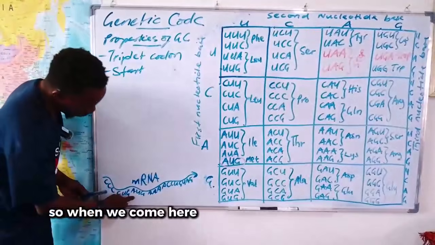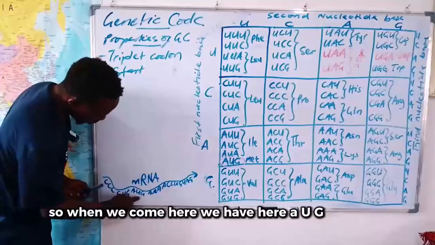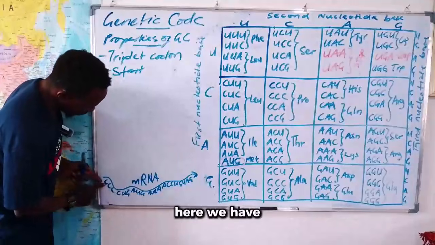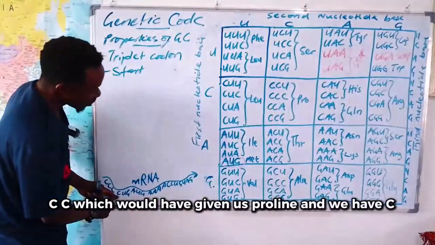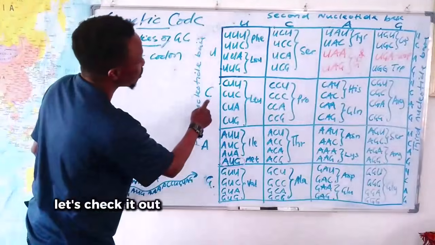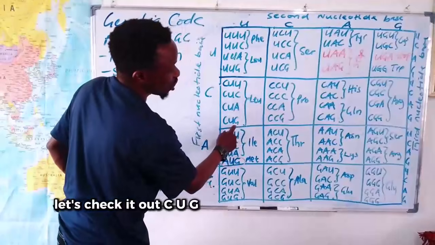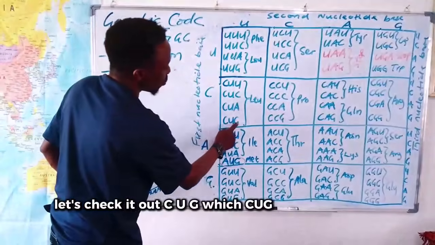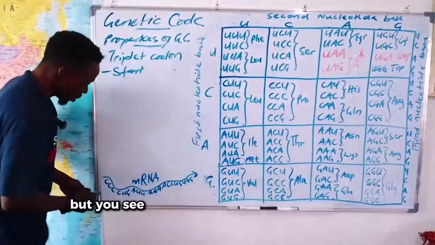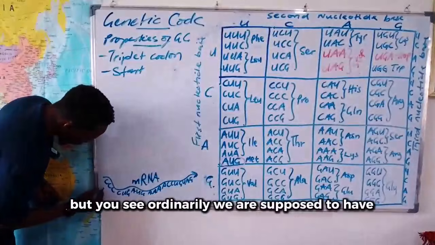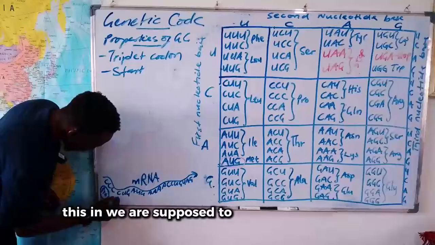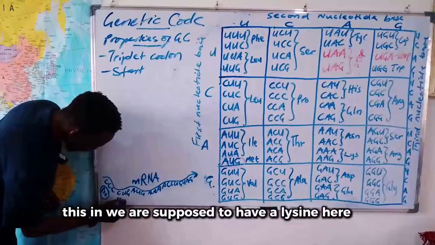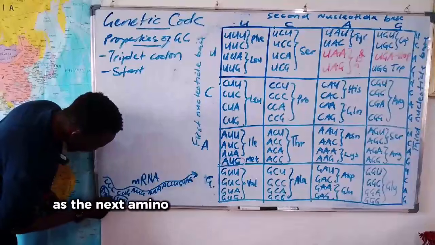So when we come here, we have AUG. Before AUG, we have CCC, which would have given us proline, and we have CUG. Let's check it out. CUG would have given us leucine. But you see, ordinarily we are supposed to have proline here, and we're supposed to have leucine here as the next amino acid.